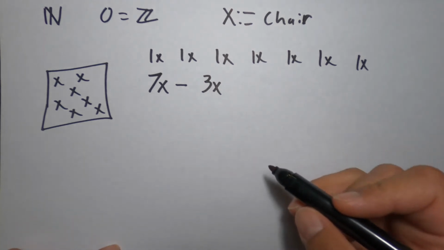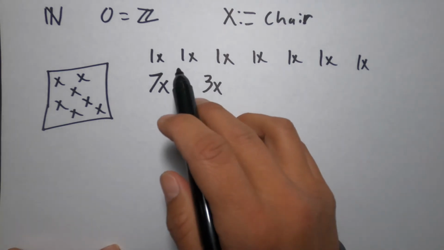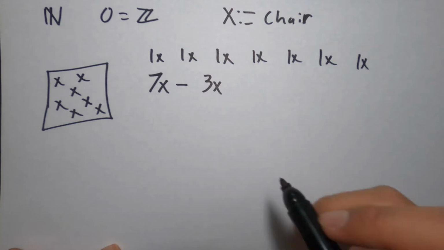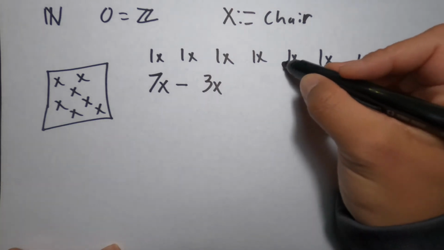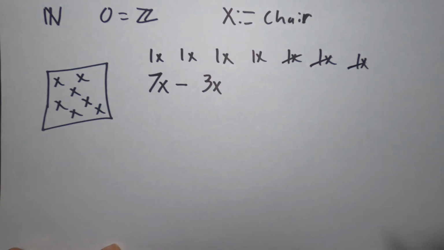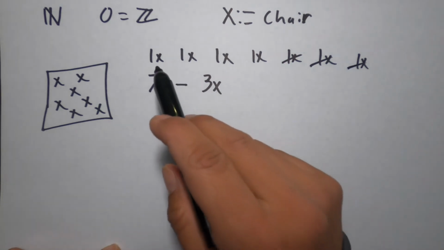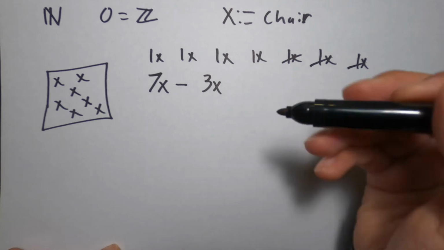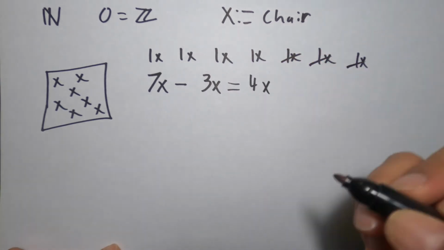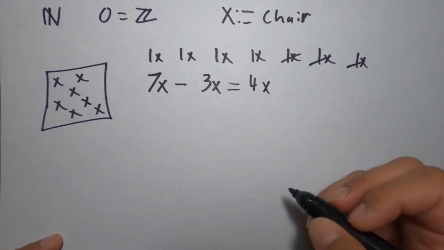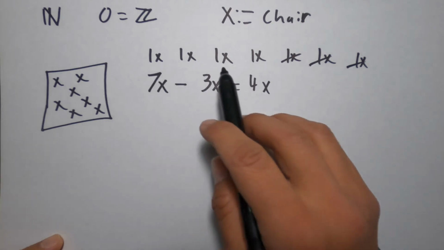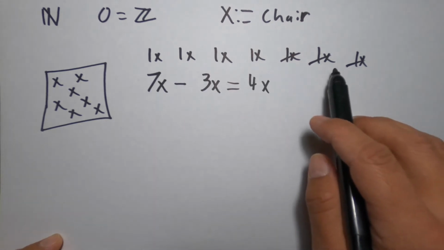A long way of thinking about this is we see all these individual chairs here. 3. We want to get rid of 3, so then we can just X that out, or cross this out, slash it out. That leaves us with 1, 2, 3, 4 chairs. 4 chairs.